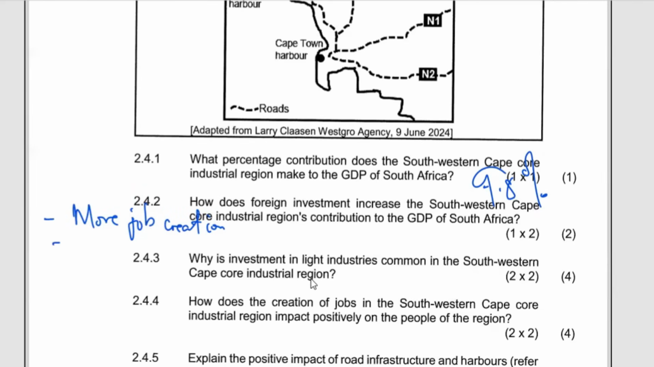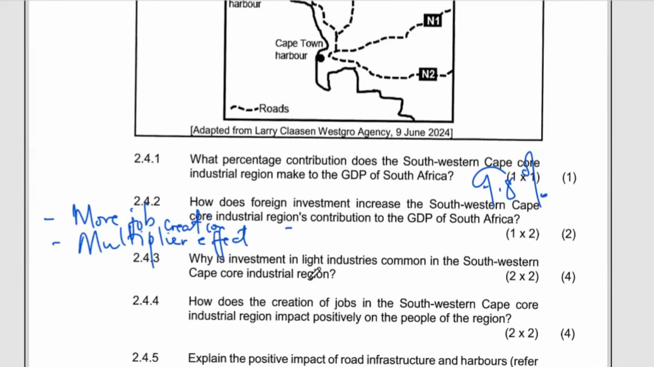And we can also talk of the foreign investors bringing in the multiplier effect. The money that they spend is going to create more money as it circulates in the economy. The money that they inject into the circular flow is going to create more money. And that is the multiplier effect, which is going to affect positively on the industrial region and its contribution.